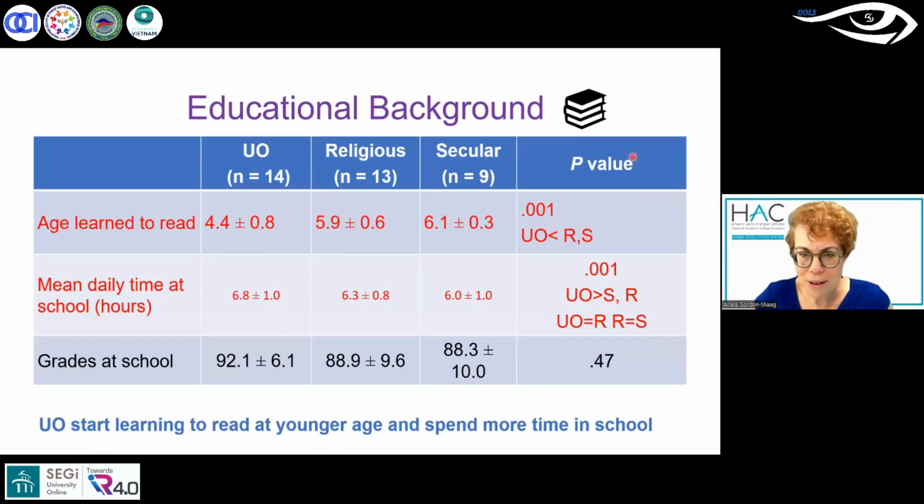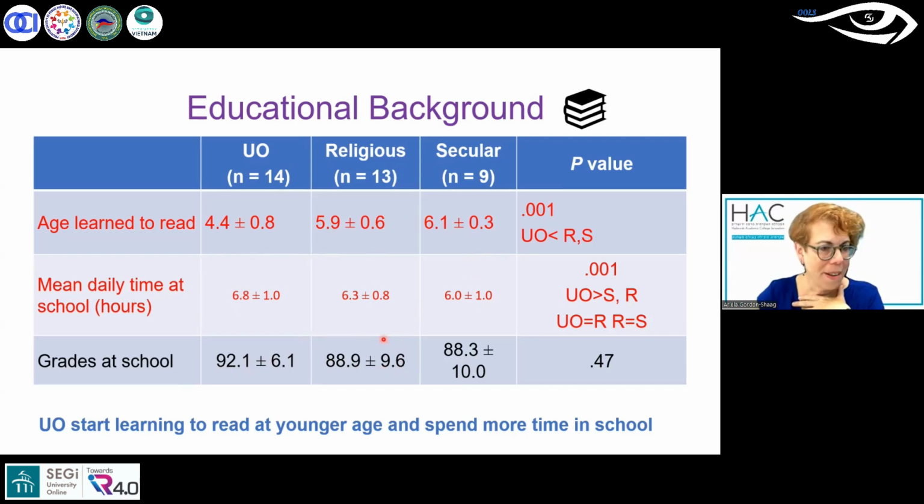Okay, educational background. The age they learned to read. So the ultra-Orthodox boys were about 4.5 when they learned to read, and the religious and secular kids were about 6. It's a statistically significant difference in that the ultra-Orthodox children learned to read at a much younger age than the other groups. How many hours are they at school? On average, the ultra-Orthodox are 6.8 hours, the religious 6.3, and the secular are 6. The ultra-Orthodox are significantly longer in school than the secular kids. And there's no difference between the 3 groups in terms of their grades in school.